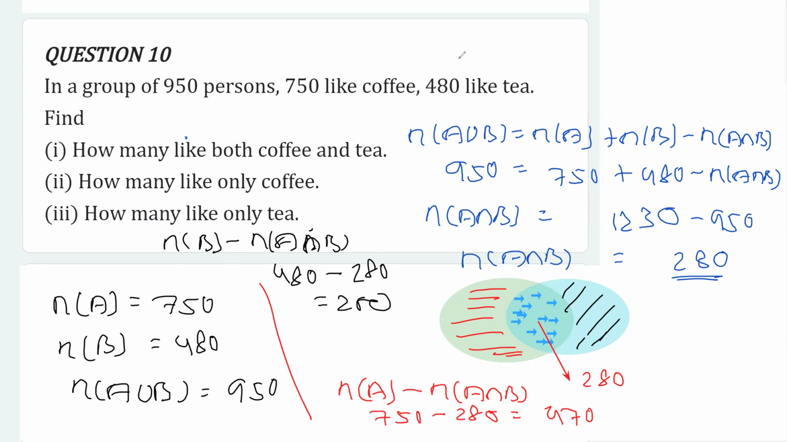So finally, we can write down the answers for each part. For the first part, it was 280. For the second part, we got 470. And for the third part, we got 200. So this is how these three parts can be done.